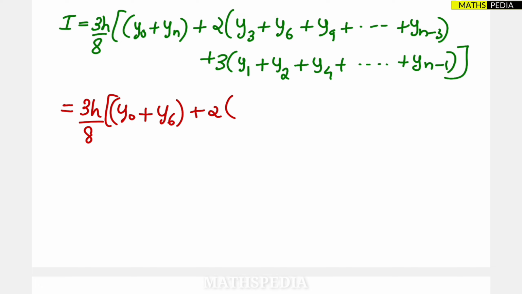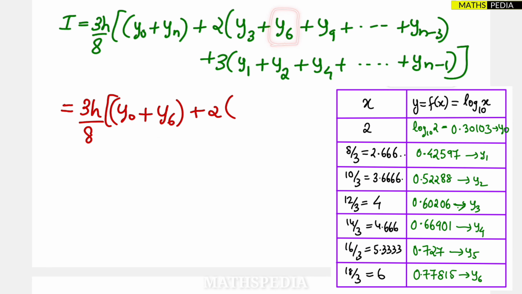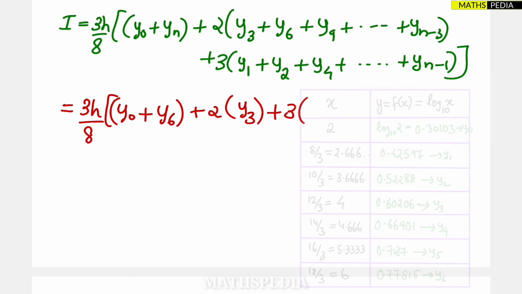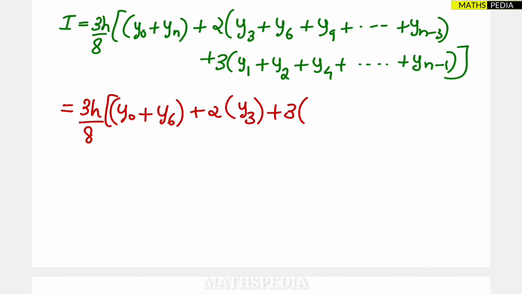Plus 2 times of now the 3 multiples. Now the thing is that here already y6 is there, so y6 I cannot include. y9 is already not there, so only remaining term is nothing but y3. That's why I said it is very important to write the formula in the given order. Plus 3 times of rest all terms. So what are the rest all terms here? See, y0 is already gone. You cannot repeat the terms, right? So y0 is gone, y6 is gone, y3 is gone. So rest all terms between y0 to y6 you have to write. So y1, y2, y3 I cannot write, so y4 and y5. Substitute the values, you will arrive at the answer.